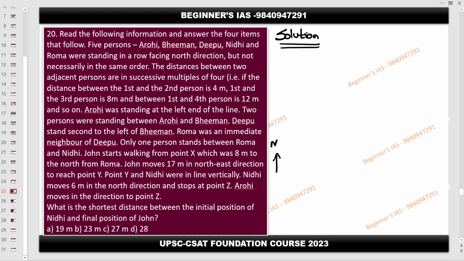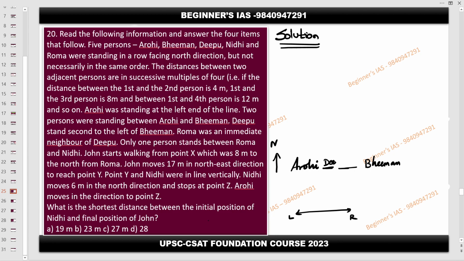Now move on with the statement. Harogi was standing at the left end of the line. So I am taking Harogi here. Left end is this one. This is the left hand, this is the right hand. So Harogi is on the left. Now two persons were standing between Harogi and Beeman. So Beeman is here. Then Deepu stands second to the left of Beeman. Beeman's first left is this person, second left is this person. So Deepu comes here.